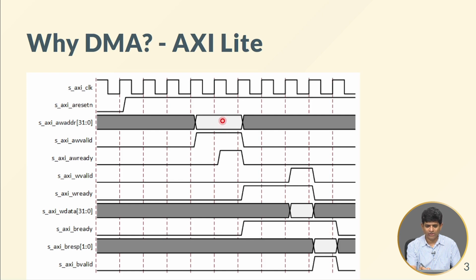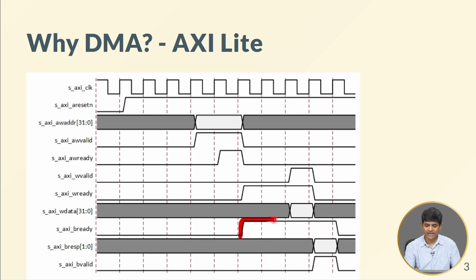Alright, so now I have managed to transfer the address. After that I say, okay, at this point in time I am actually putting the data onto the data bus. I also make the data valid signal high, and the peripheral that was supposed to receive the data has already made its ready signal high, so that's good. At this point on this clock cycle, the data transfer has happened, okay.